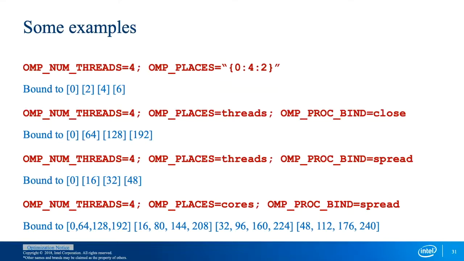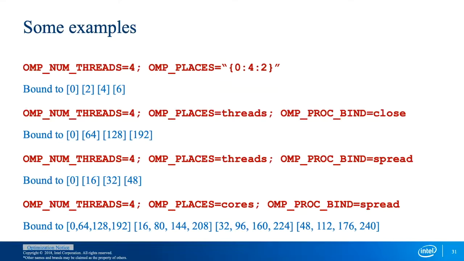Because the way the logical threads are numbered on KNL is it starts with thread 0 in core 0, thread 1 in core 1, 2 in core 2, and so on and so forth, until it starts again with 64 in core 0. So what this is giving you is 4 threads. They're all bound to specific logical cores. They cannot move around, and they're bound close, so they have all been assigned to the same core.